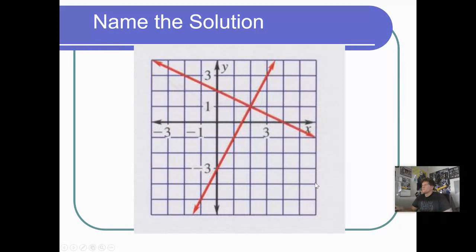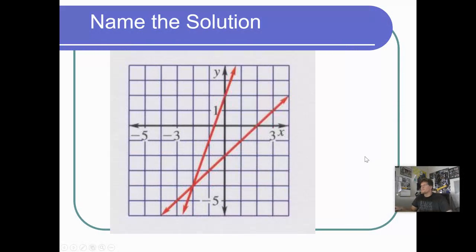Let's do another one. Same drill. Over 2, up 1. That's 2, comma, 1. Intersection point. Do I have another one? Yes, I do. What's this solution? Negative 2, comma, negative 4.